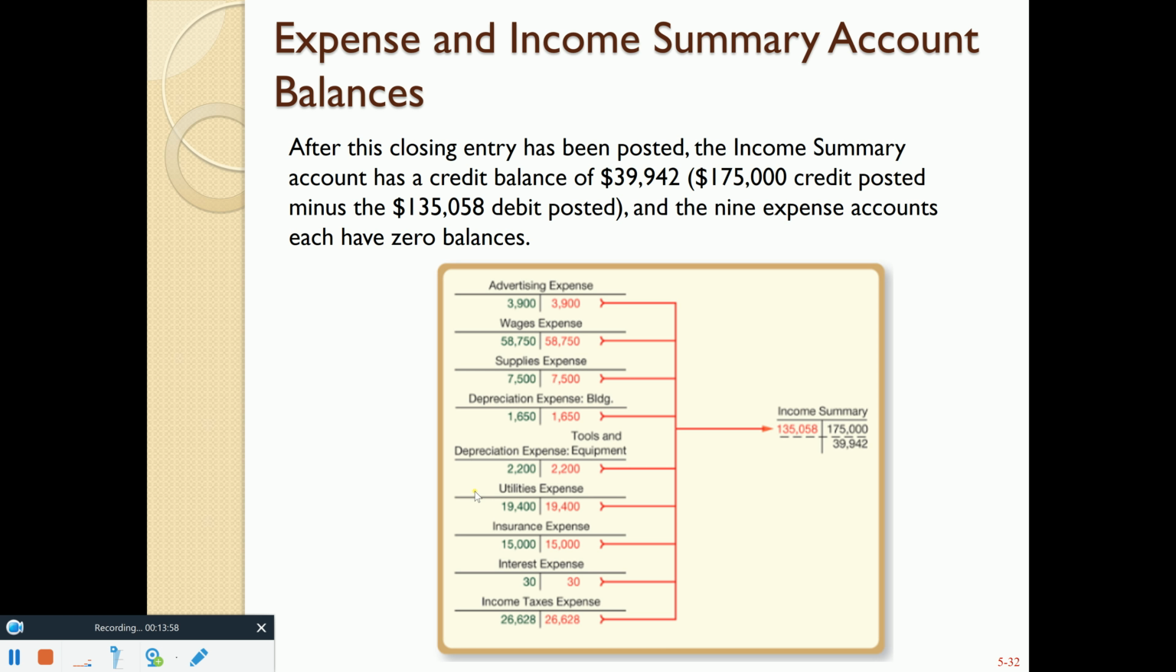So at this point, you're saying to yourself, okay, all the revenue accounts have 0 balance. That's good. All the expense accounts have 0 balances. That's good. But now all of a sudden, we have this credit balance in income summary of $39,942. Because remember, we credited it for $175,000 to close out the revenue accounts. We debited it $135,058 to close out the expense accounts. So now we have this running balance of a credit, $39,942. Now we've got to get rid of that.